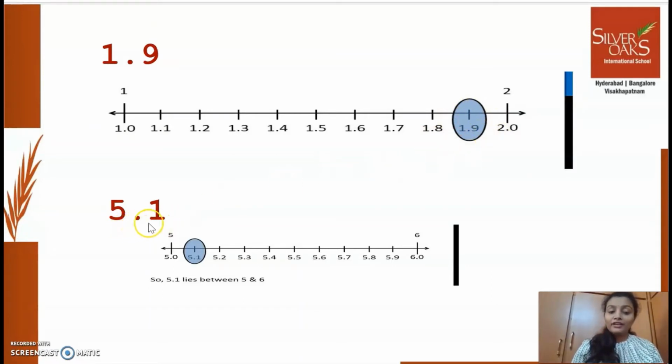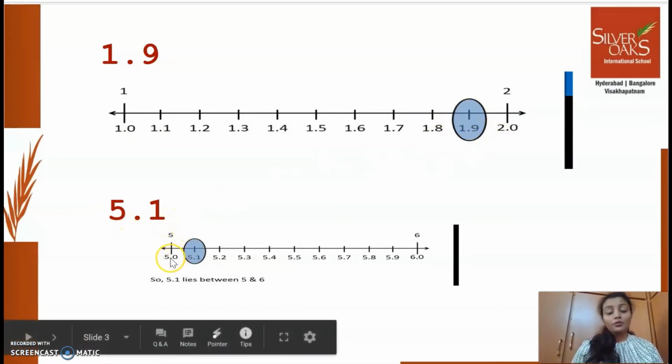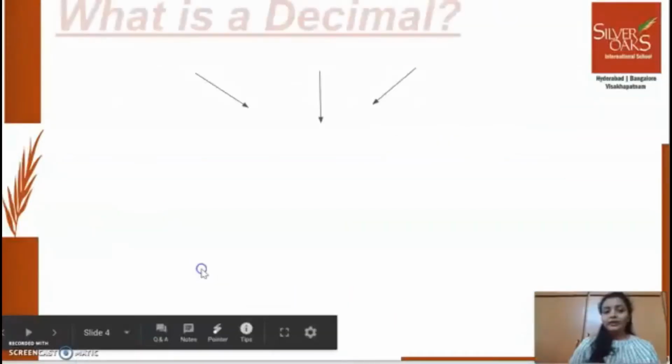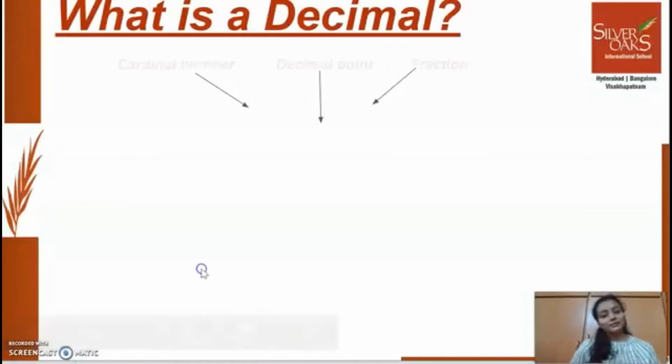Next, 5.1. So what is the next number after 5? It is 6. So what are the numbers we have in between 5 and 6? In between 5 and 6, these are the numbers: 5.1, 5.2, 5.3, 5.4, 5.5, 5.6, 5.7, 5.8, 5.9. So why so many numbers? Shall we explore it? Now, what is a decimal?